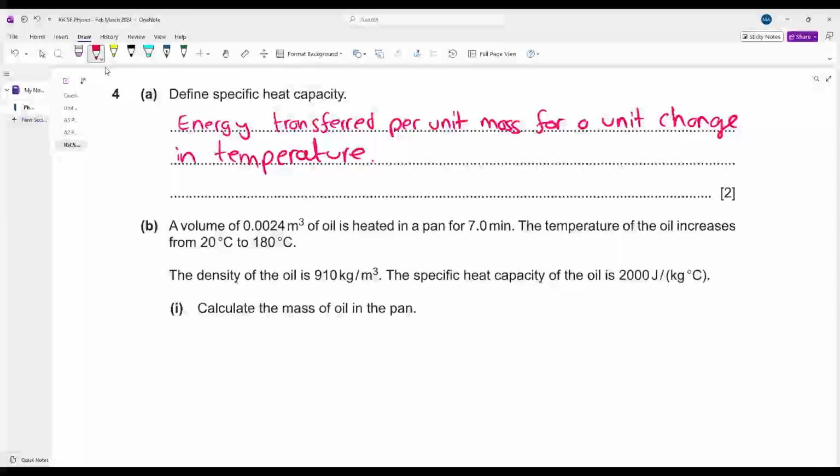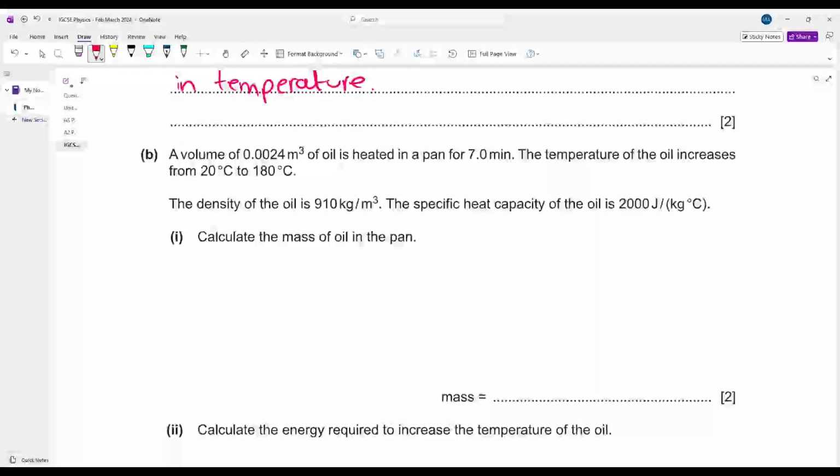आगे बढ़ते हैं. A volume of 0.0024 meter cube of oil is heated in a pan for 7 minutes. The temperature of the oil increases from 20 to 180 degrees centigrade. This is your initial temperature, this is your final temperature, this is your volume, this is your time. Perfect. The density of oil is this. The specific heat capacity of oil is this. Calculate the mass of the oil.